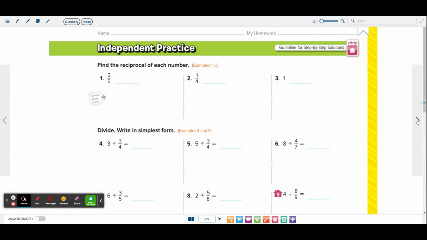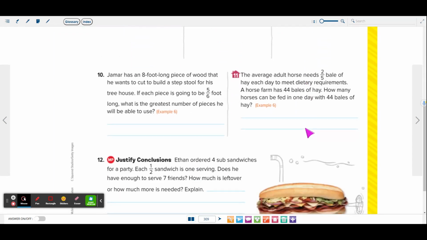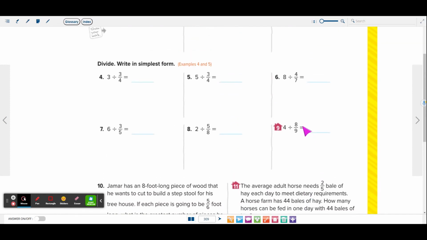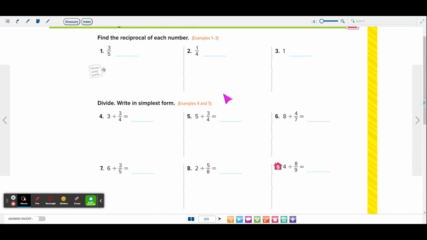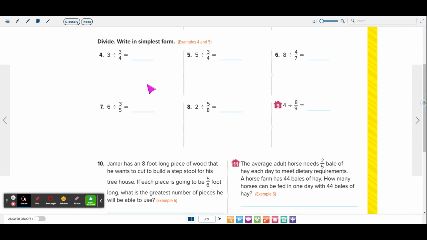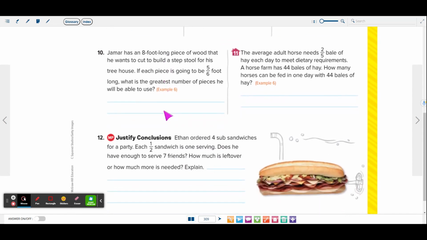Let's go to your homework, page 309. Let me just double check, but I think we are doing 1 through 12. Yep, doing the whole page, just this front. So these, you're just finding the reciprocal. Remember, that's your flip for 1 through 3. For 4 through 9, you are doing what we were just doing, keep, change, flip. Okay. And then 10, 11, and 12 are word problems.